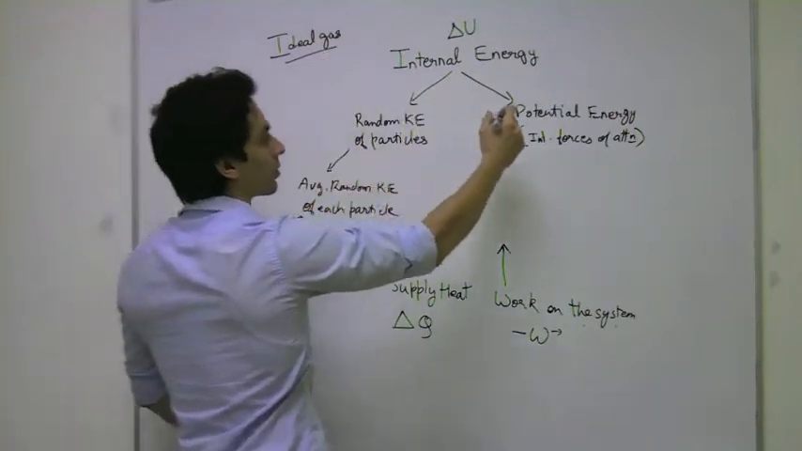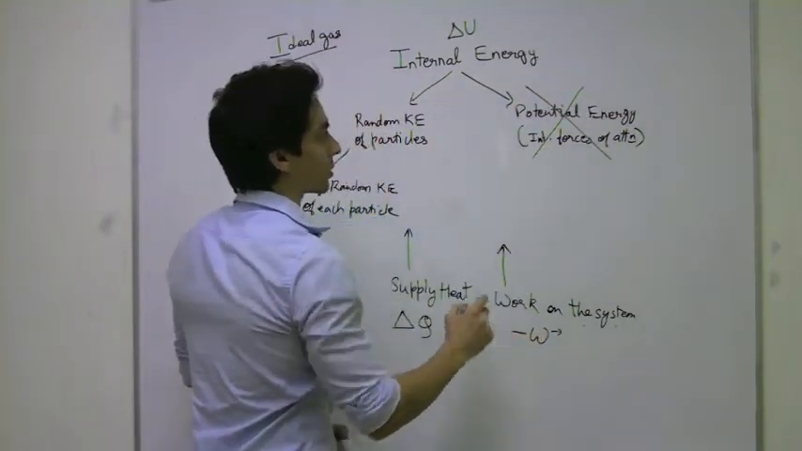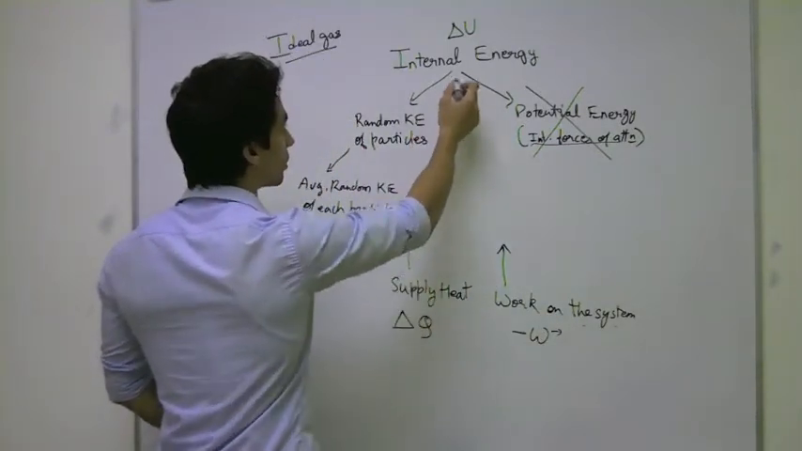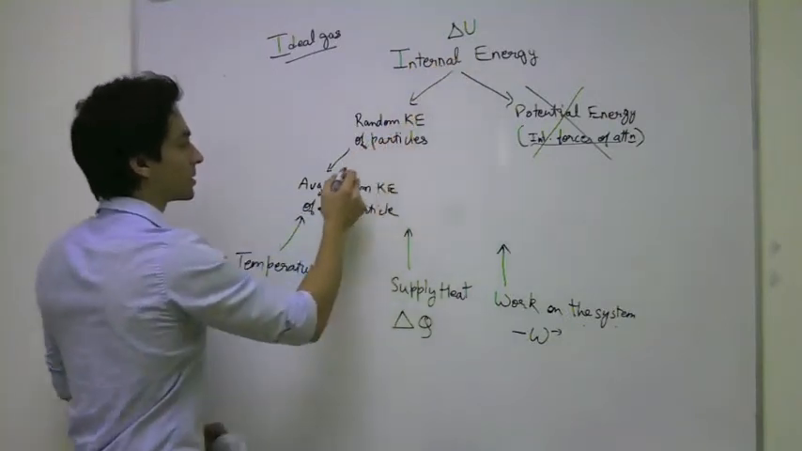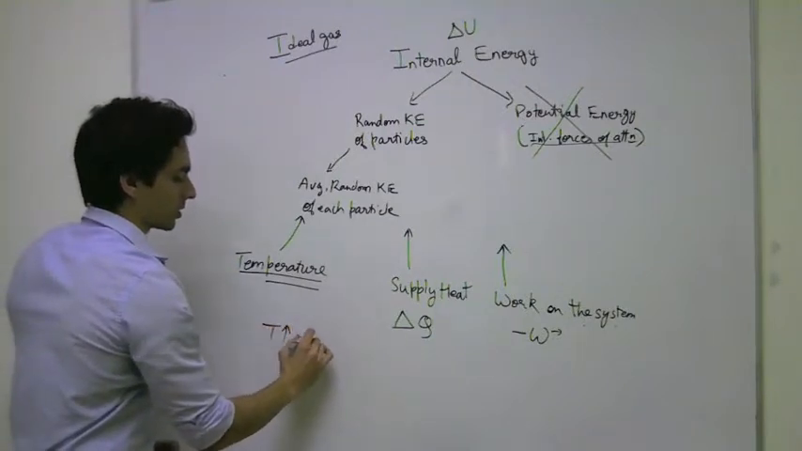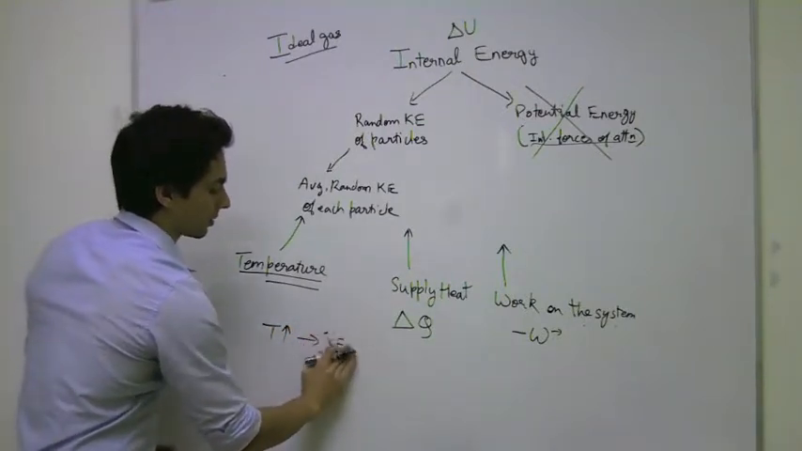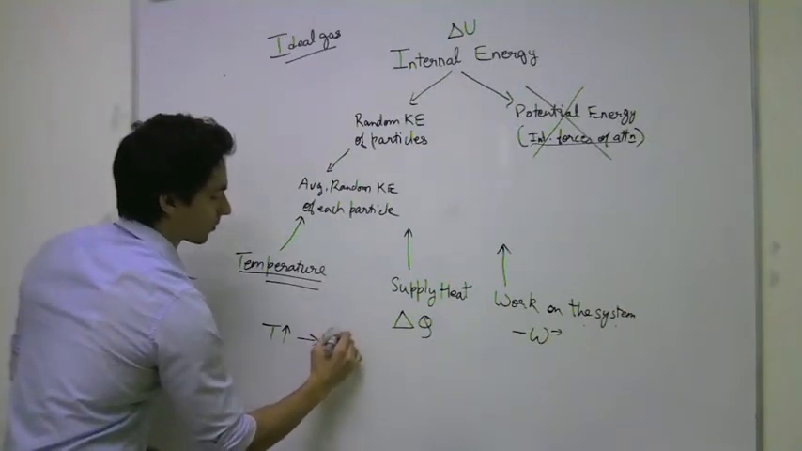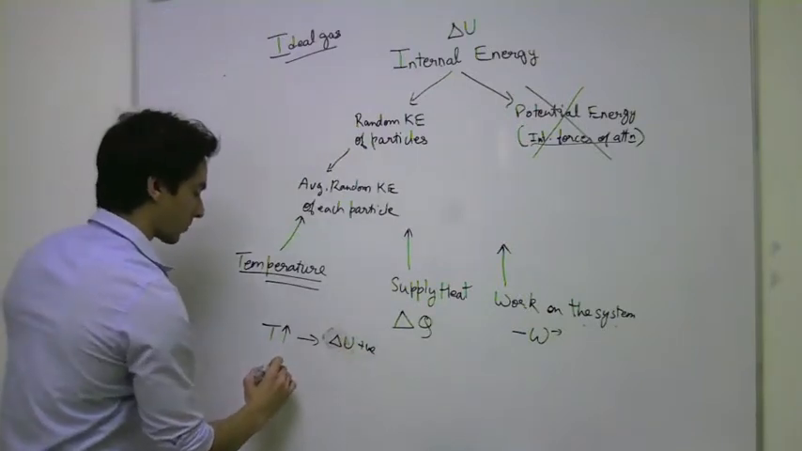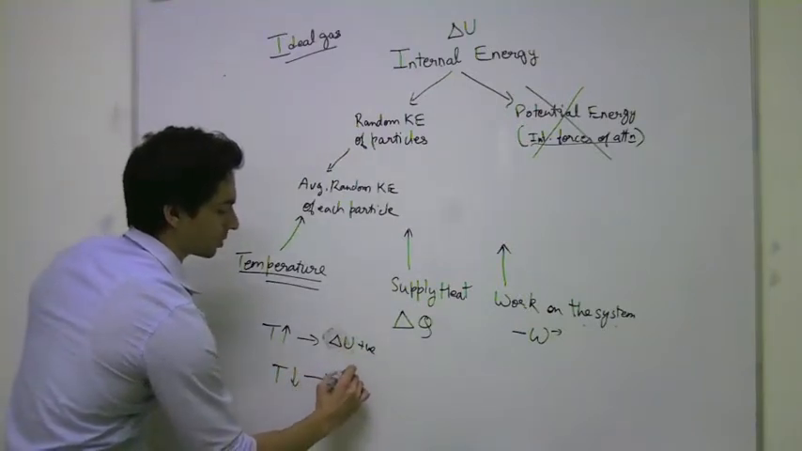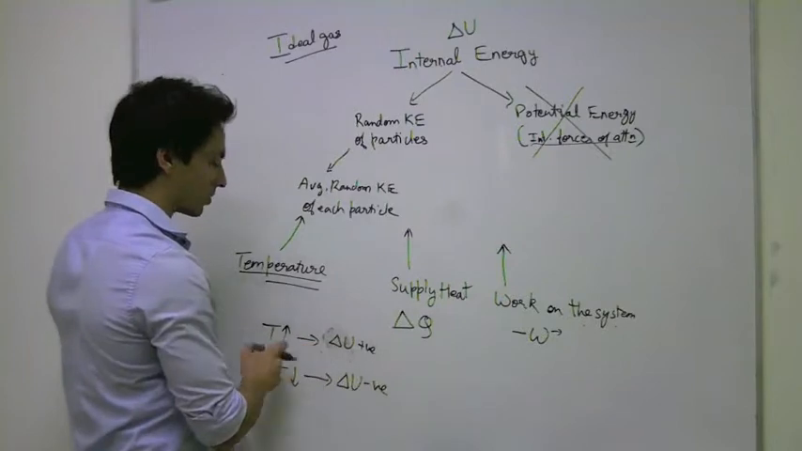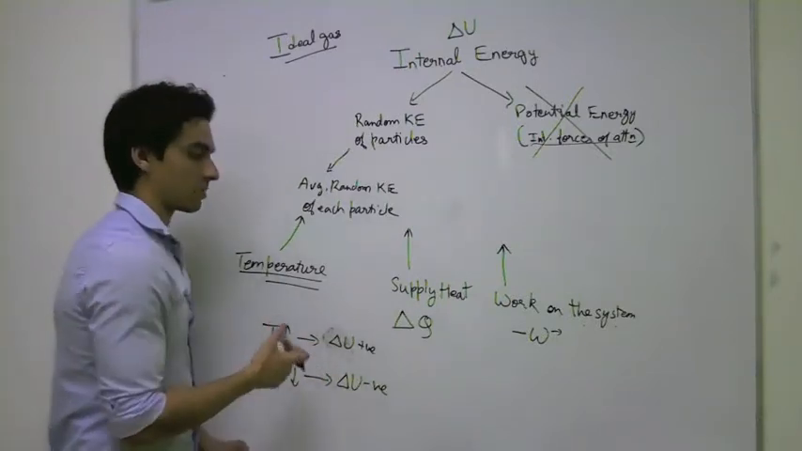Now, when we are talking about an ideal gas, we can completely ignore the potential energy part because there are no intermolecular forces of attraction in an ideal gas. So the internal energy is directly measured by the temperature. If temperature increases, the change in internal energy, delta U, will be positive. If temperature decreases, delta U will be negative. And vice versa: if delta U is positive, temperature has increased; if delta U is negative, temperature must have decreased.